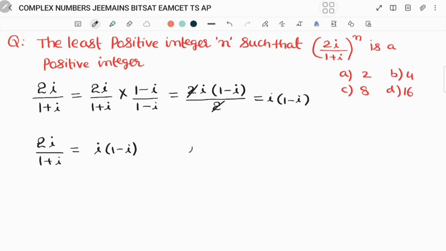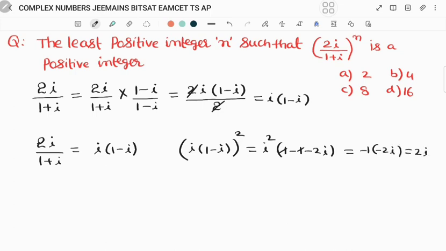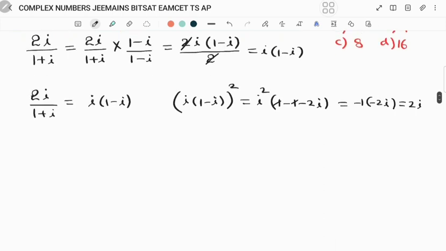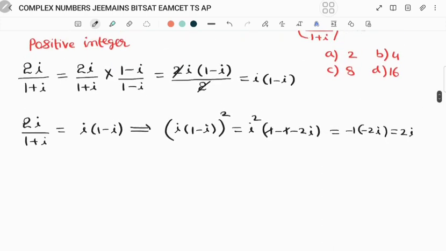So i(1 minus i) whole power 2, that means i square times (1 minus i) whole square. The expansion of (1 minus i) square is 1 minus 1 minus 2i. So that is equal to minus 1 into minus 2i, that is equal to 2i. So n equal to 2 is not the correct option, so we are not getting it. But the square value of 2i/(1+i) is equal to 2i. But I want n equal to 4. I will check it now.